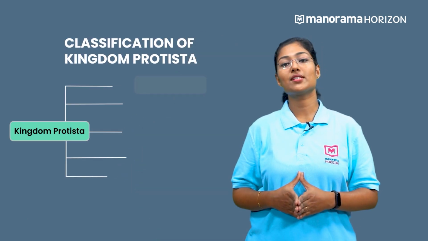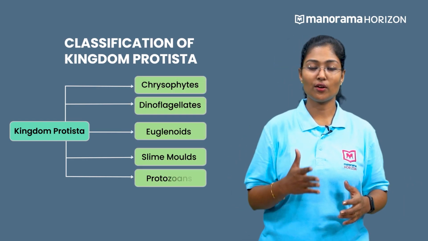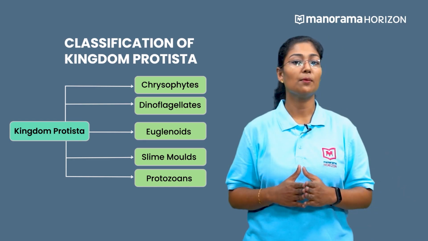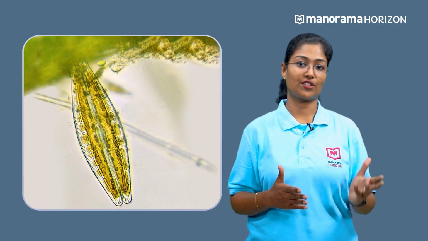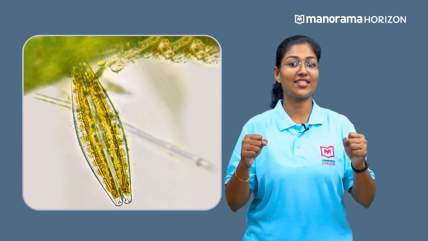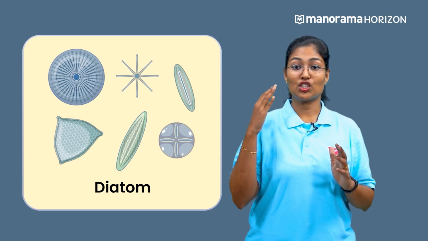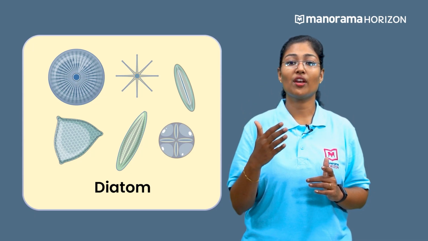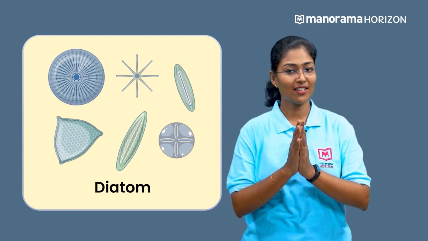Now, we shall discuss the classification of Kingdom Protista. The major group members are chrysophytes, dinoflagellates, euglenoids, slime molds, and protozoans. Chrysophytes are microscopic autotrophic structures. They have a rigid cell wall made of silica. Diatoms, the chief producers in the ocean, and golden algae belong to this group, that is, chrysophytes.